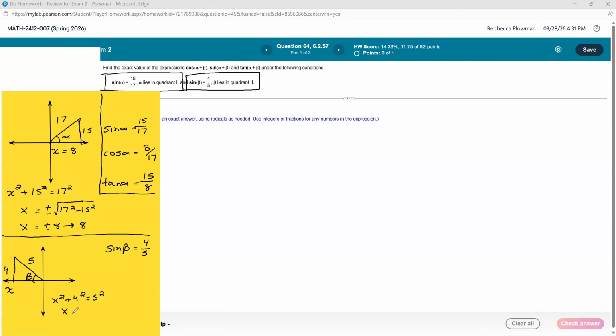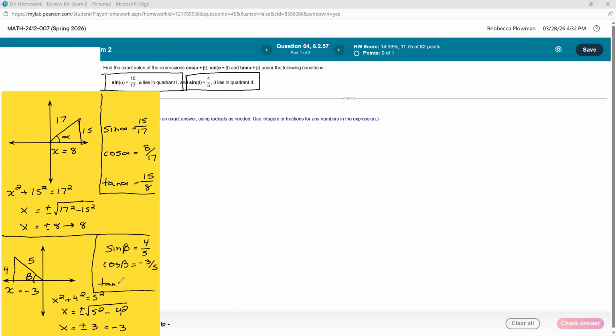So x is going to be equal to plus or minus the square root of 5 squared minus 4 squared, because we're subtracting first. So x is either going to be plus or minus 3. And because we're in quadrant 2, x is going to be negative, so that's going to be negative 3. So now we know that cosine of beta is negative 3 over 5.